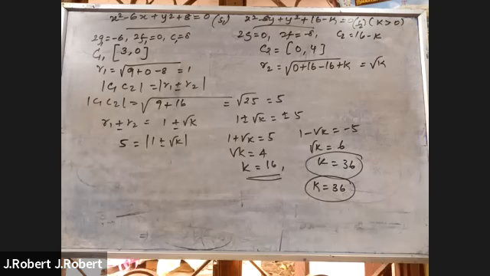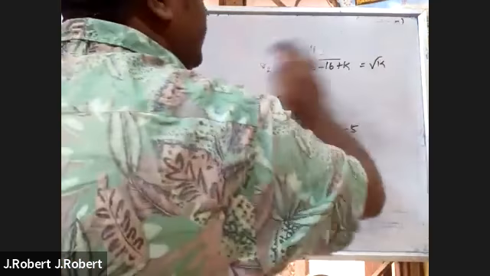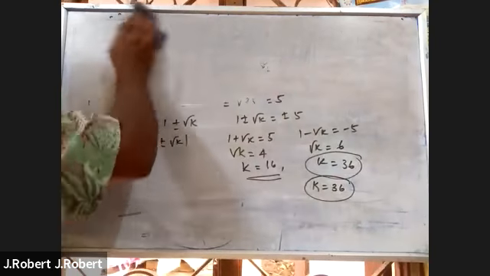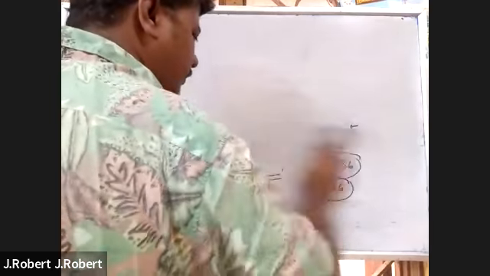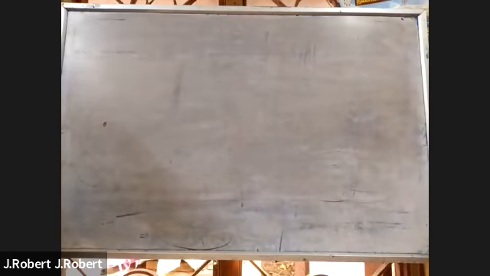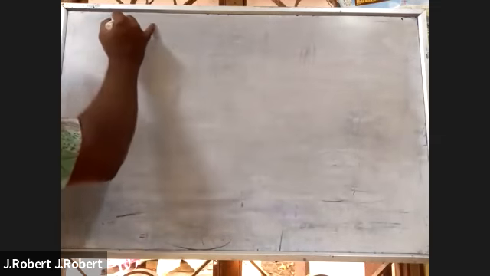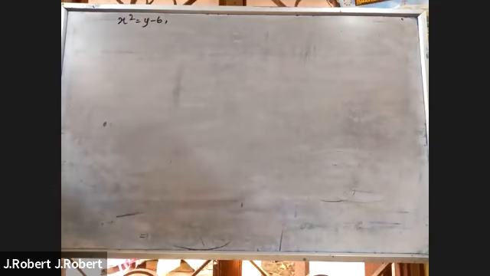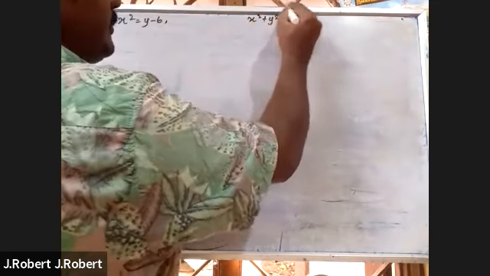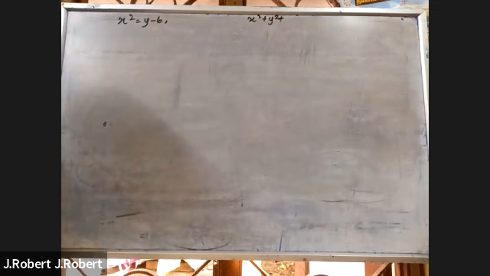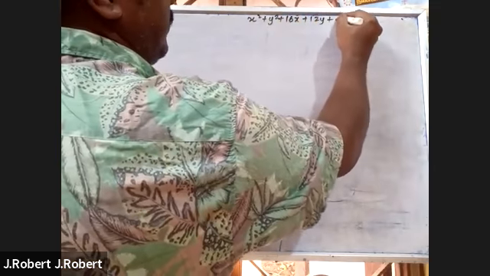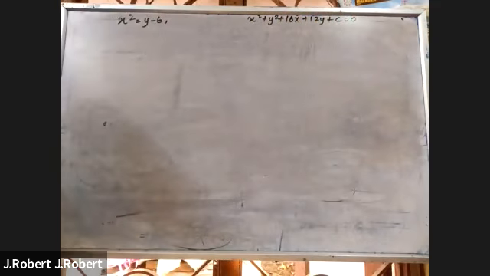Next one. If the tangent at 1, 7 to the curve x squared is equals to y minus 6 touches the circle x square plus y square plus 16x plus 12y plus c equal to 0, then find the value of c. That's all.